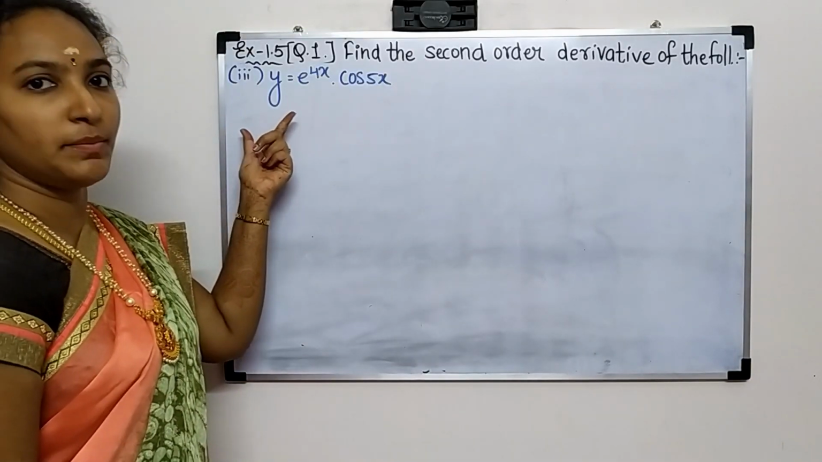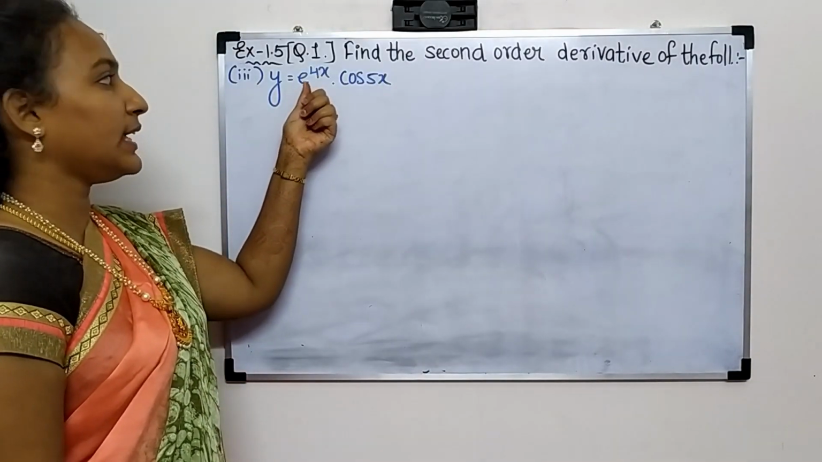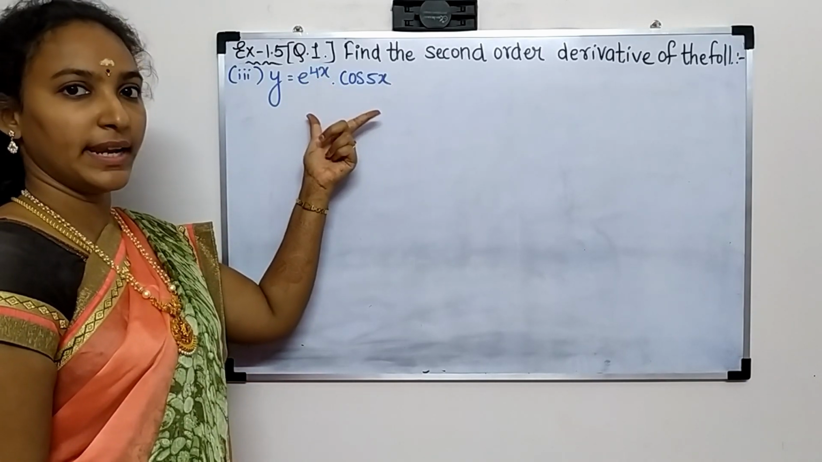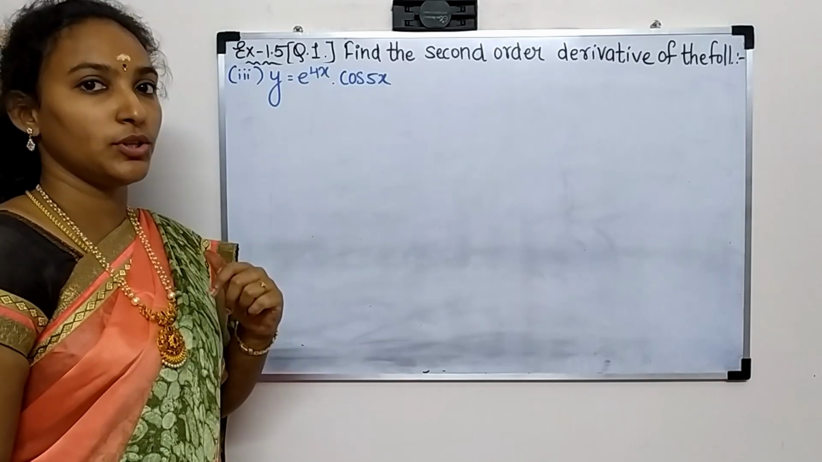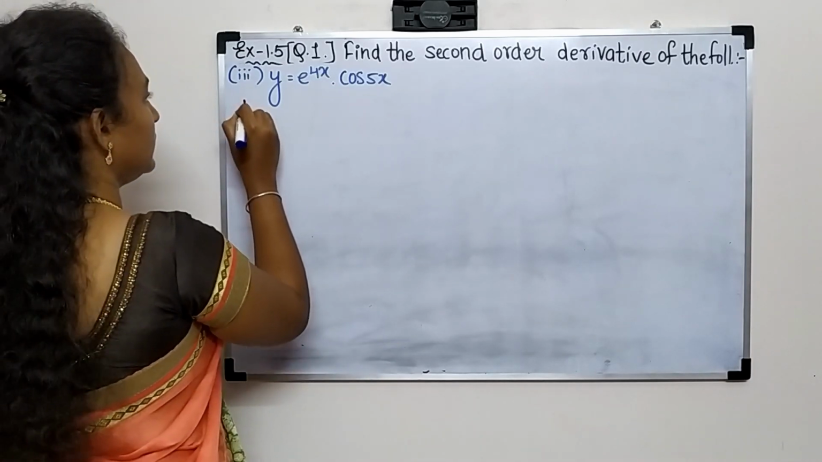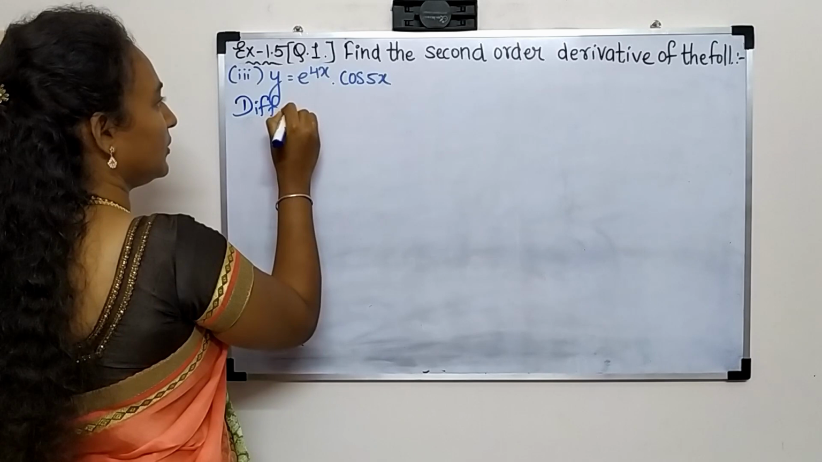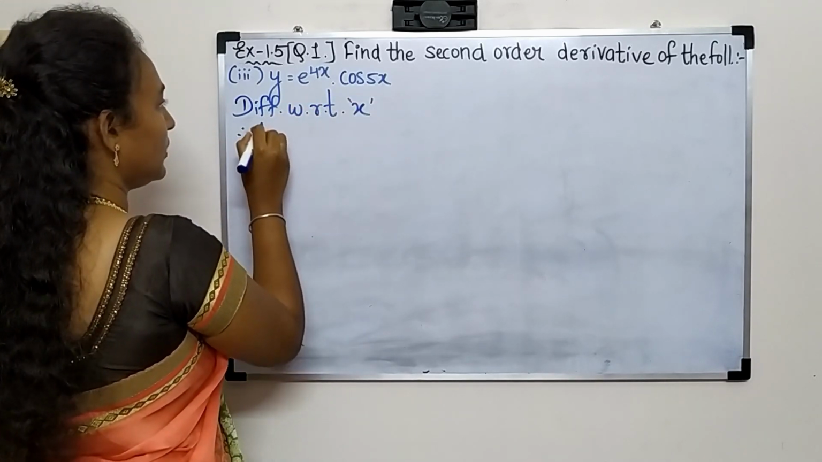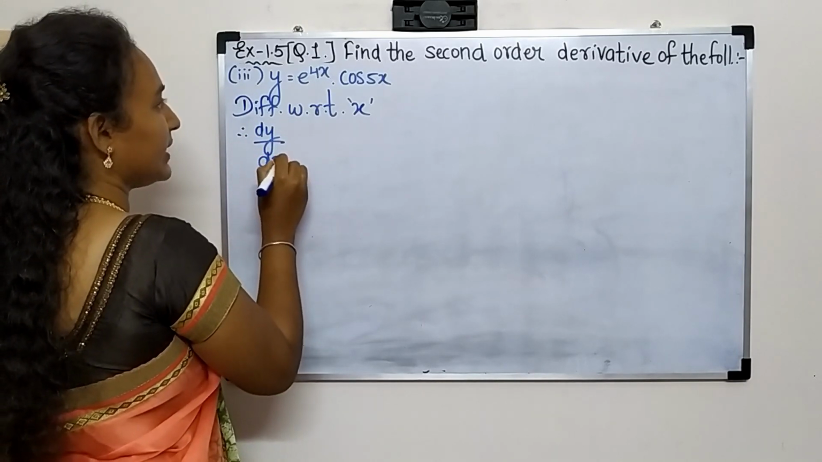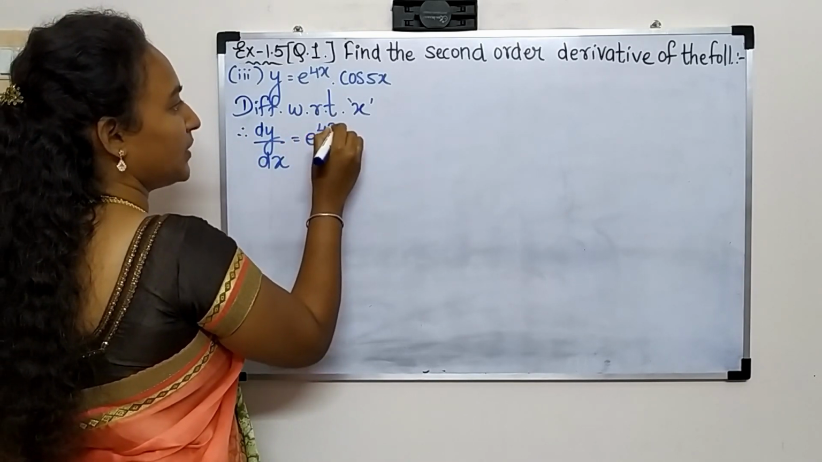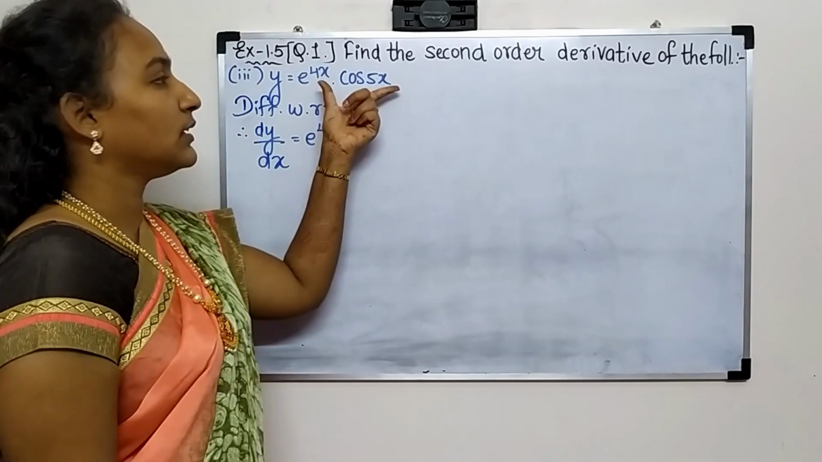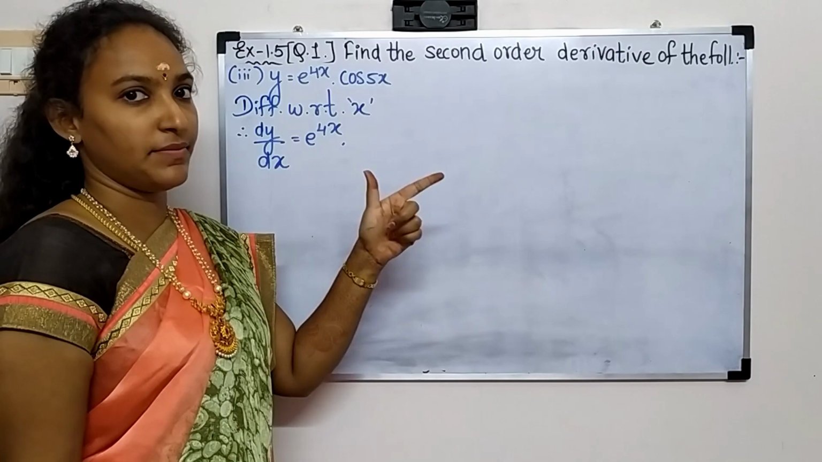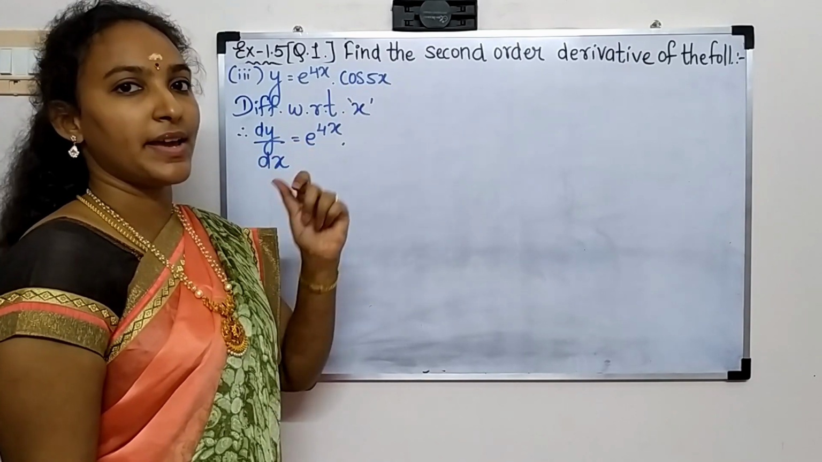Okay, now see your question number 3. We have y equal to e power 4x into cos 5x. This is also a product function. We are going to use u into v rule. Differentiate with respect to x. Therefore, dy by dx is equal to e power 4x multiplied with derivative of cos 5x is minus sin 5x, and derivative of 5x is 5.